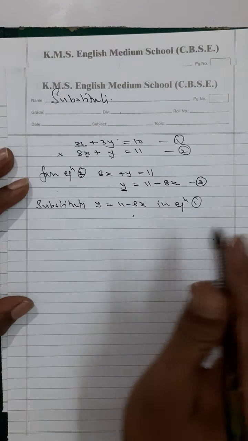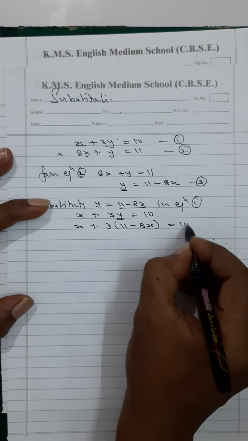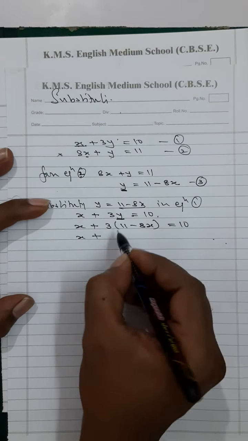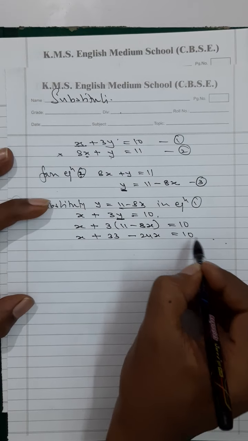So equation 1 is what? x plus 3y is equal to 10. So in place of y, I will write 11 minus 8x. x plus 3 in bracket 11 minus 8x is equal to 10. Now I will open this bracket. x plus 3 elevens are 33, plus minus minus 3 eights are 24x, is equal to 10.